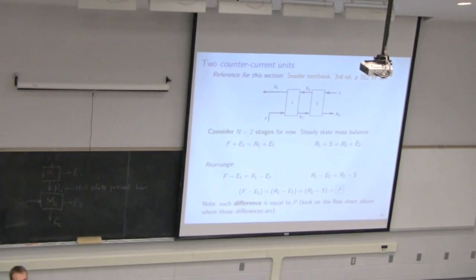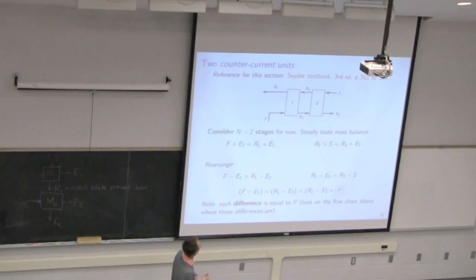But we still need to have a rough idea. Right? And so how do we do that? Let's take a look. Let's go look back at our system, and we're going to start small. Let's take a look at two stages for now, and we'll go up to multiple stages. So if we have two countercurrent stages, we simply do mass balances over every stage.